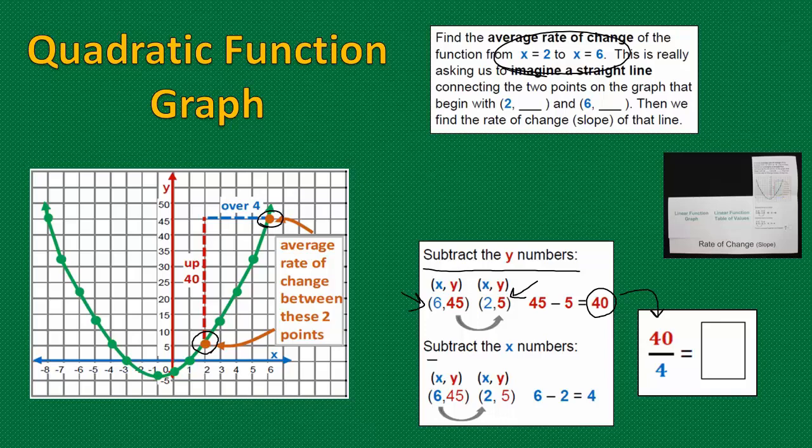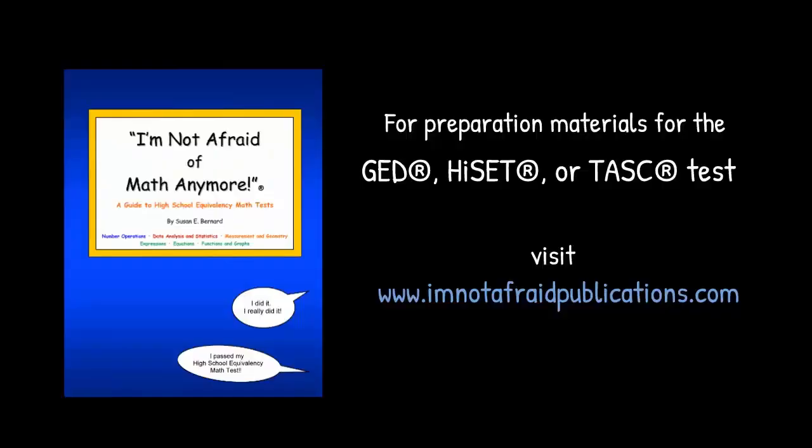Then we will subtract the x numbers. Again, the addresses of the points are written out as (6, 45) and (2, 5). This time we will be subtracting the x numbers. So 6 minus 2 is 4, and that goes in the bottom of our rate of change. Now we can reduce that. 40 divided by 4 is 10. So that is our average rate of change for this curved line.